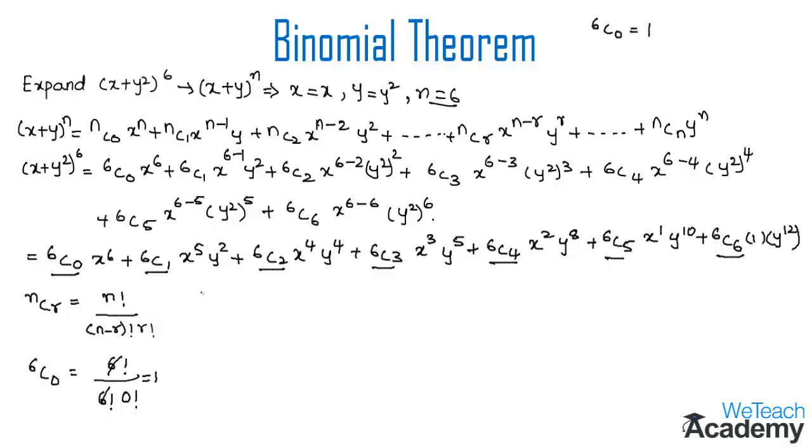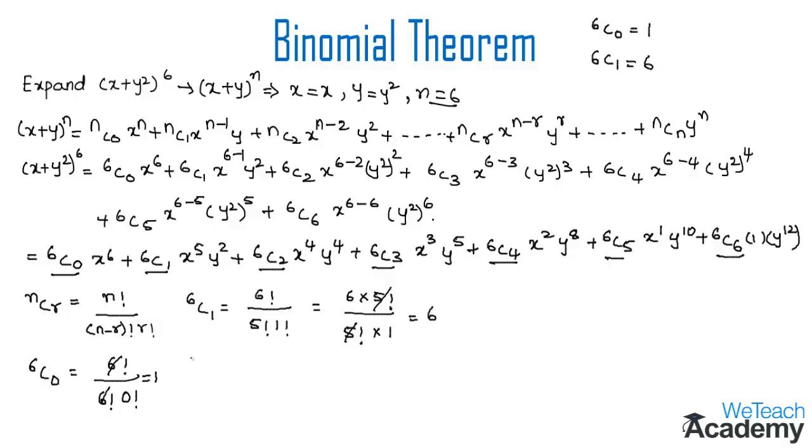And then now let us find the value of 6C1. It would be 6 factorial divided by 5 factorial into 1 factorial. So we can write 6 factorial as 6 into 5 factorial, divided by 5 factorial into 1 factorial, which would be 1. So we can cancel 5 factorial in the numerator and denominator, and we get the value as 6. So we get the value of 6C1 as 6.